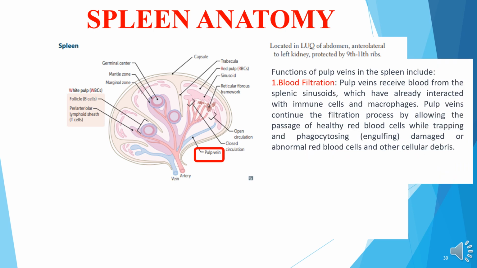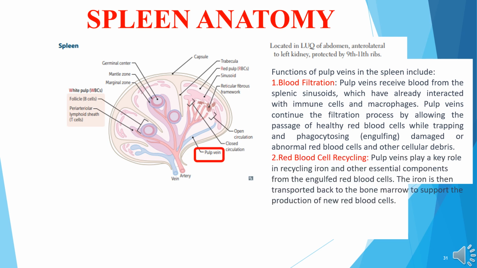Functions of pulp veins in the spleen include 1. Blood filtration. Pulp veins receive blood from the splenic sinusoids, which have already interacted with immune cells and macrophages. Pulp veins continue the filtration process by allowing the passage of healthy red blood cells while trapping and phagocytizing, engulfing, damaged or abnormal red blood cells and other cellular debris.